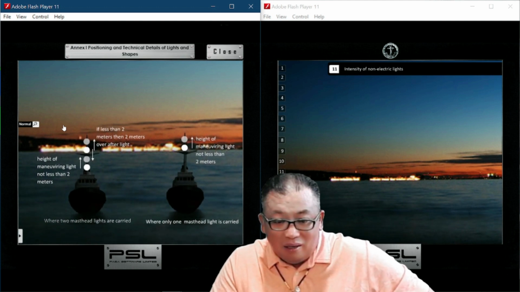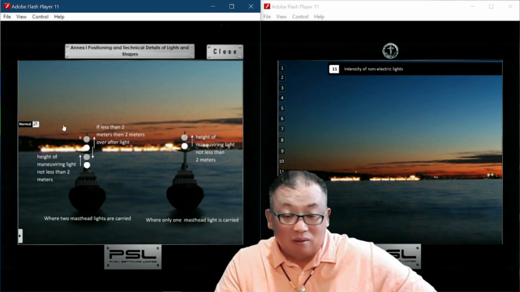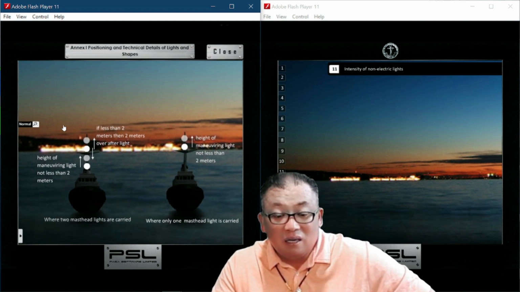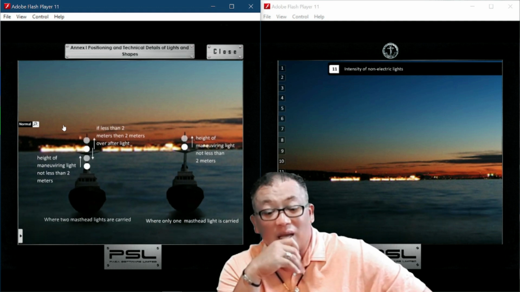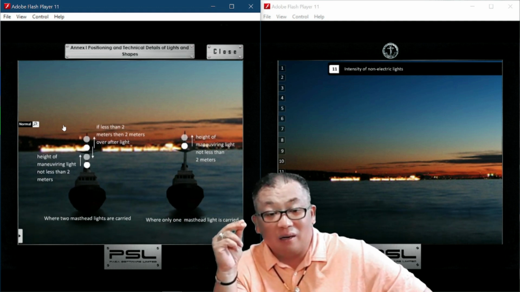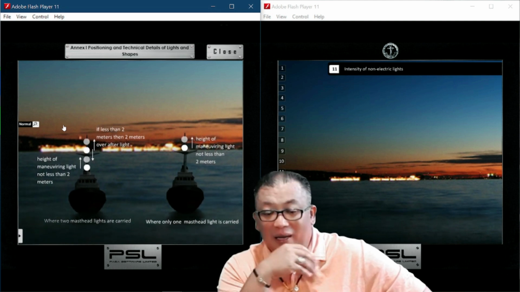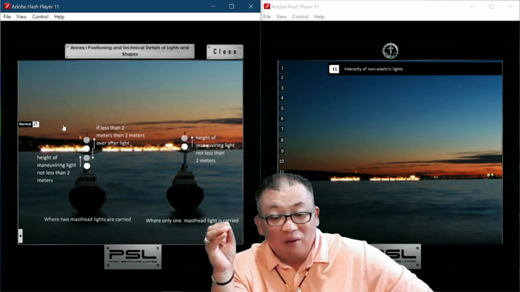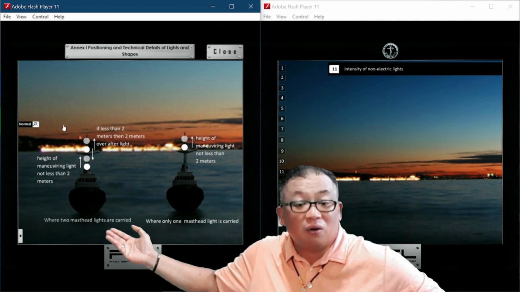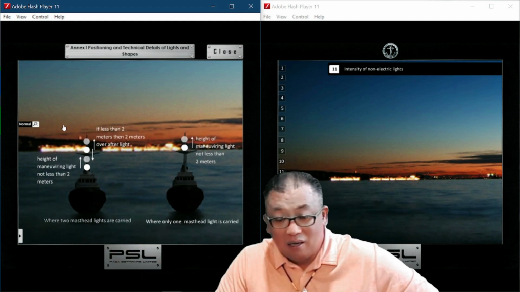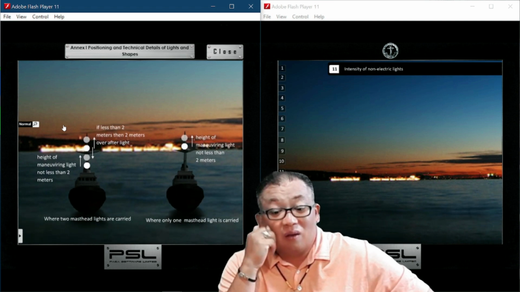The height of the maneuvering light is not less than 2 meters from the forward masthead light. The white lights in the drawing are considered as masthead lights.